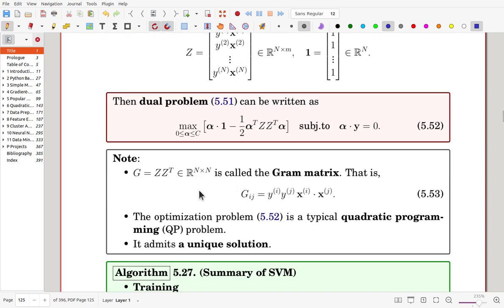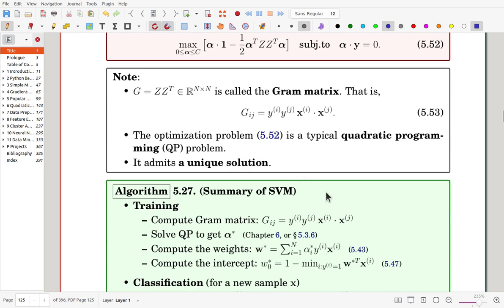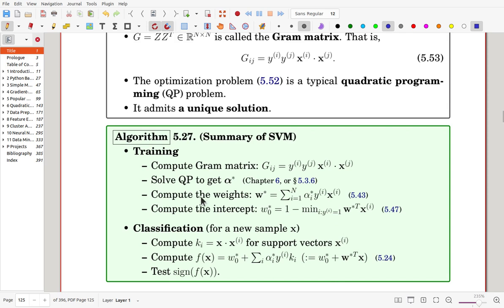In this expression, G is the Gram matrix defined as G equals Z times Z transpose, a matrix of size n by n. So here the Gij components are given in this way: Yi, Yj, and Xi dot Xj. This problem is a typical quadratic programming problem, and it admits a unique solution. Here we summarize the support vector machine. In training, we compute the Gram matrix and solve for alpha.